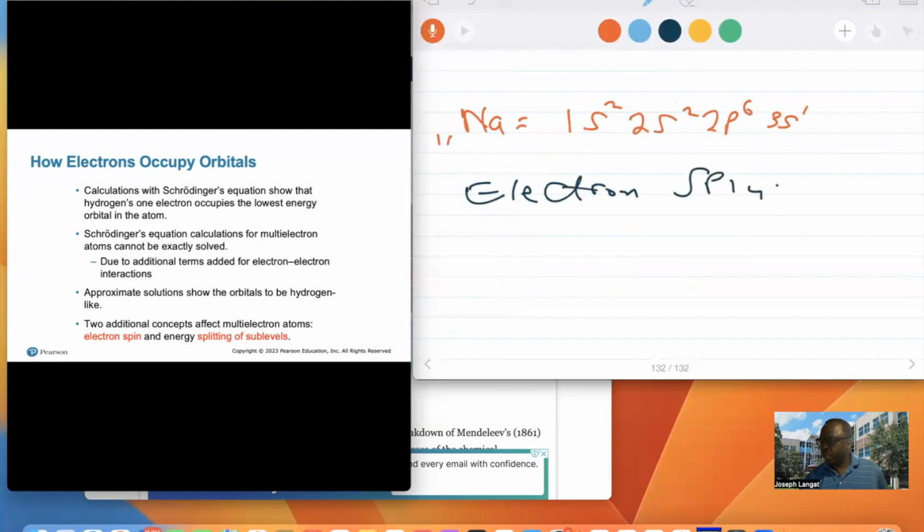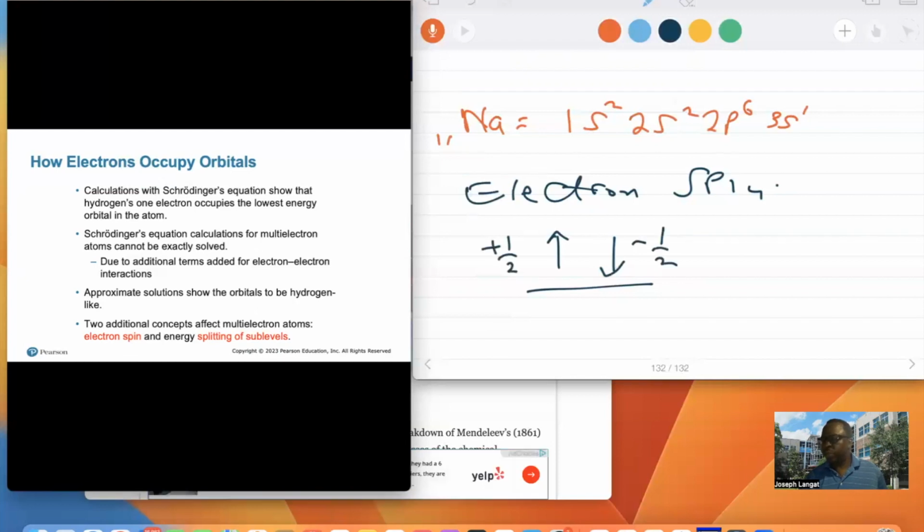Electron spin. If this is an orbital, we call this spin, and it is plus 1/2 or minus 1/2. This is the spin right here. They are commutative. You can put it on the other side.